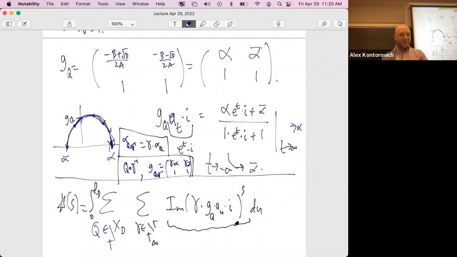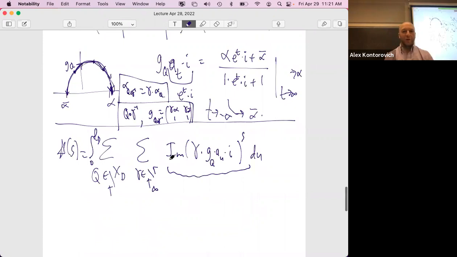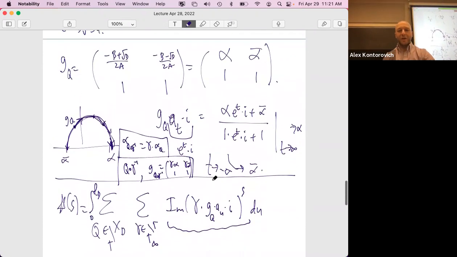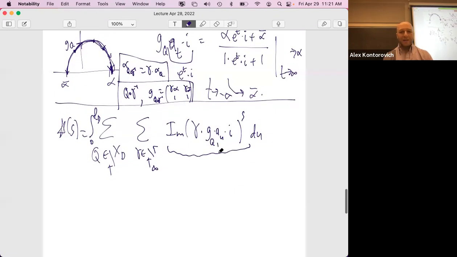So if you try to work this out, let's work it out. It's not too hard. If we work out what this is, gamma times a_u times i is just e^u i. That's easy. As an element in the upper half plane, this is matrix multiplication, and then this is the action. And i is the vector i.